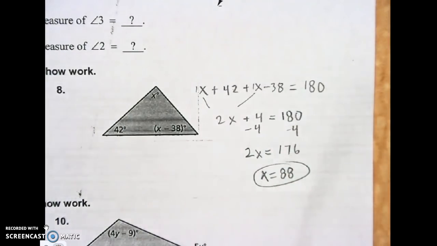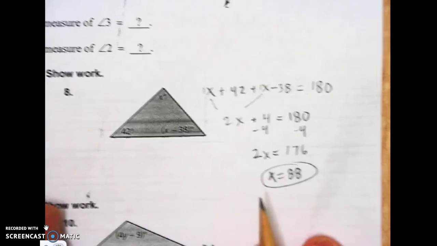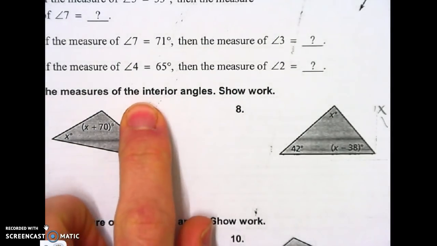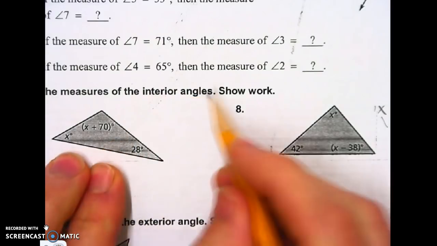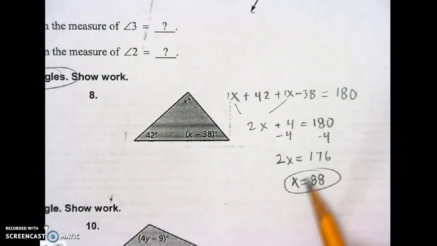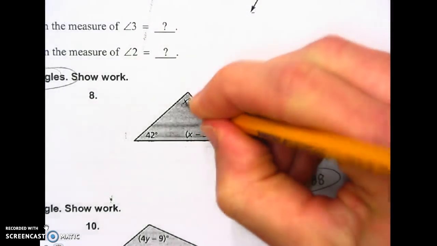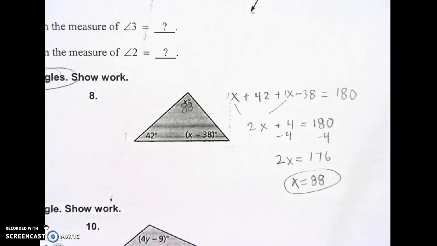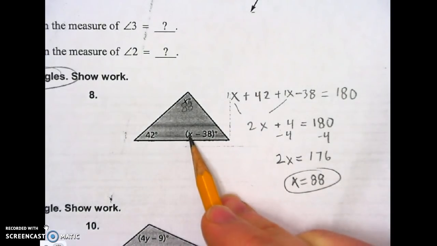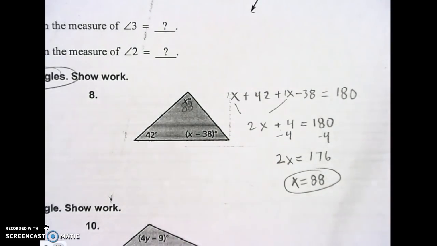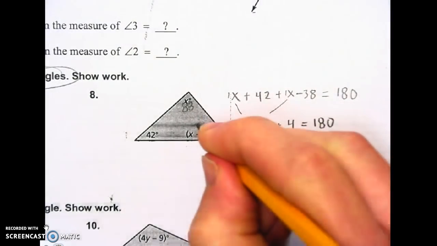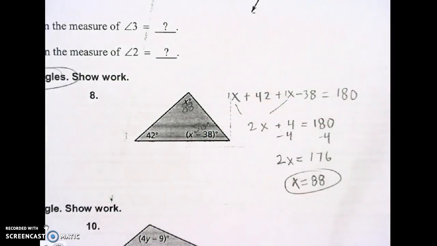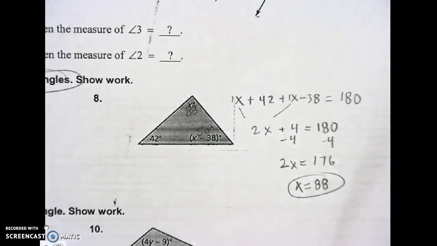Here's where the problem's going to be on the quiz right here. It doesn't want just 88. It wants you to solve for the interior angles. So I need to plug this back in. I need to plug in, and this one will be 88. Write it on the picture. It'll be easy for me to see if you do that. And then this one will be 88 minus 38. So this angle is 50 degrees. There we go.